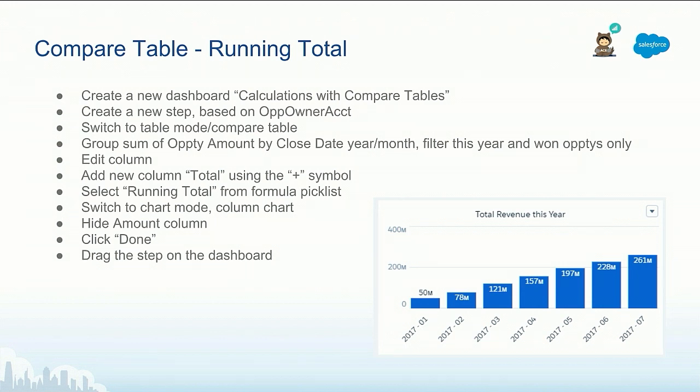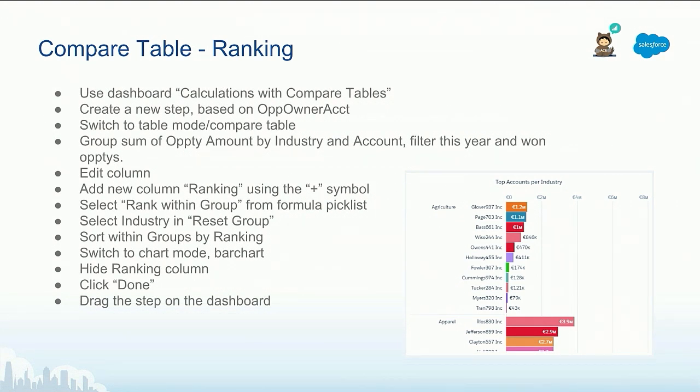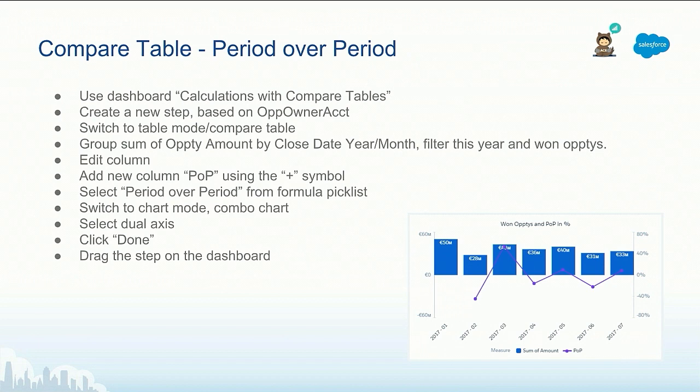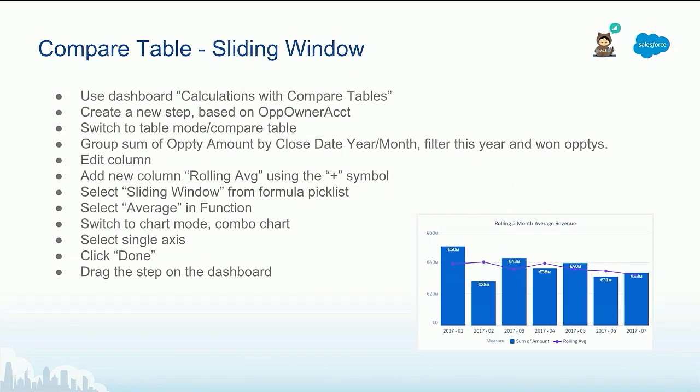To get the running total is very simple. You just create the step, and you have your group by and your metrics, you switch to the compare table, and from the drop down of the column, editing the column, you can get the option for running total. Also, you can get an option for ranking. So if you ever need ranking, remember you can do that within the compare table. Another one is period over period, or change from previous. And another one is the sliding window, which pretty much all of the other functions are based on.